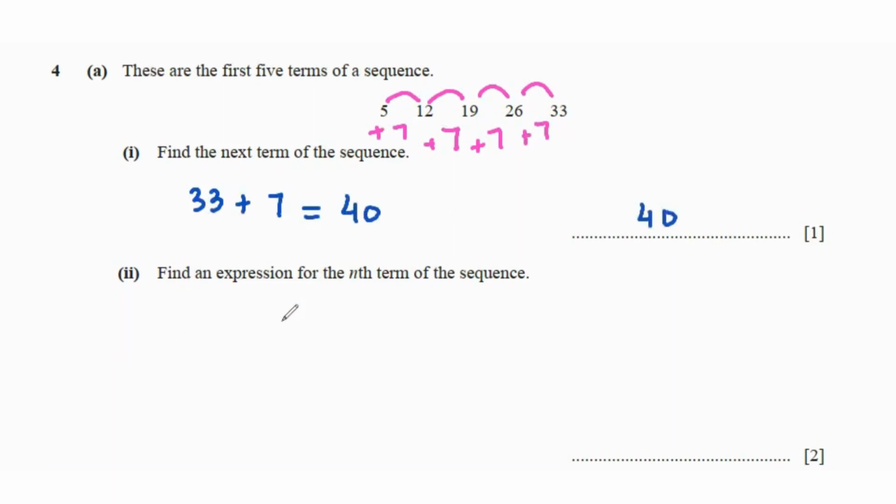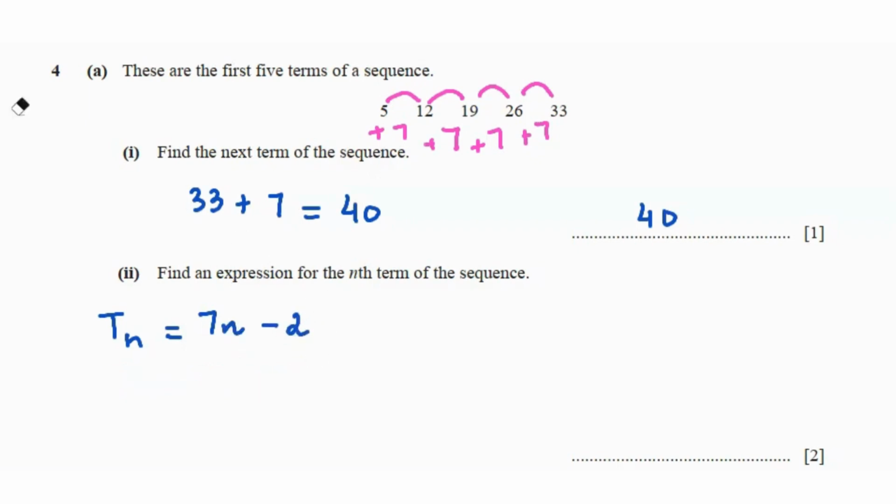Then it says find an expression for the nth term of the sequence. For the nth term, always start with finding the common difference. If you found the common difference, multiply the common difference by n. So that's going to be 7n. Now, if we find the first term through 7n, we get 7 times 1, which is 7. This 7 is not the same as the first term, which is 5, which means to turn 7 into 5, we have to subtract 2.